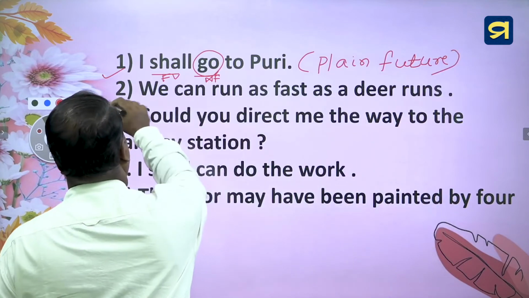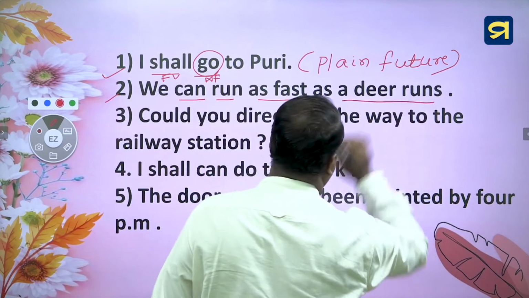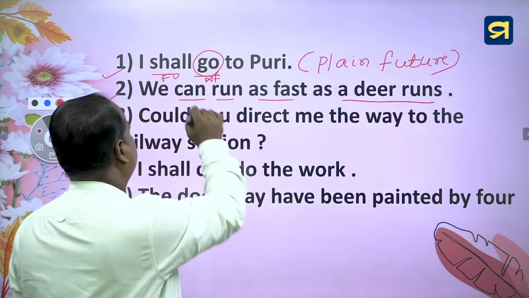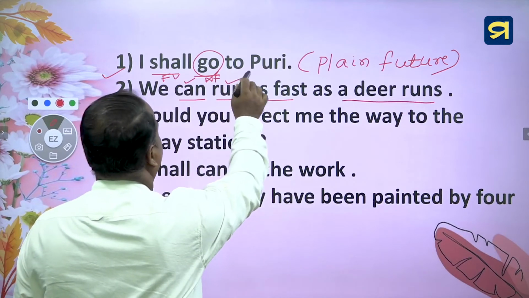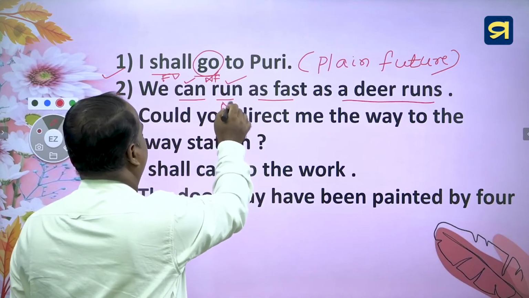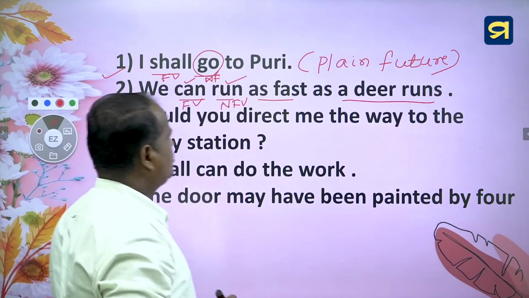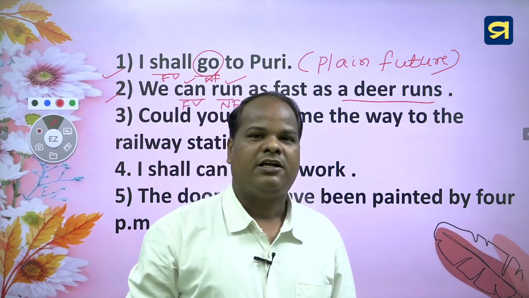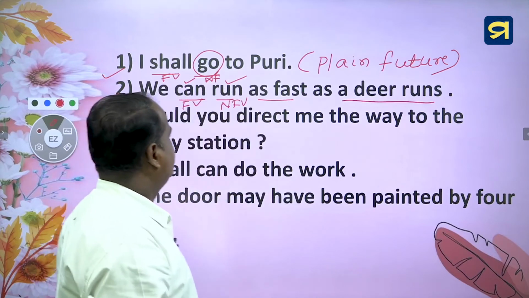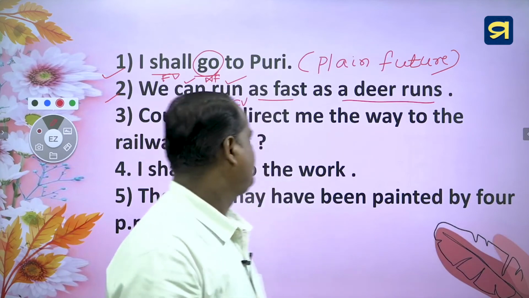Again, next example, we can run as fast as a deer runs. In this sentence, there are two verbs. First one is can and second one is run. Here, run is a non-finite verb and can is a finite verb. So students, we completely know the point that modals can be used before the base form of the main verbs.